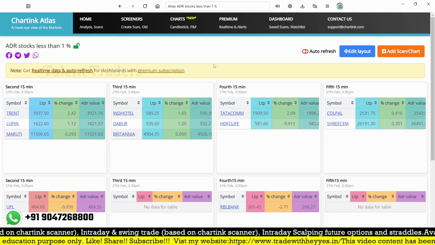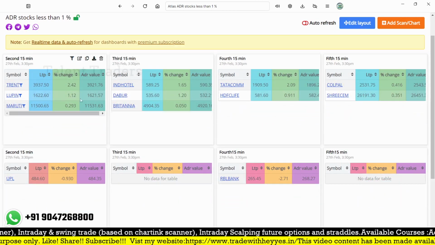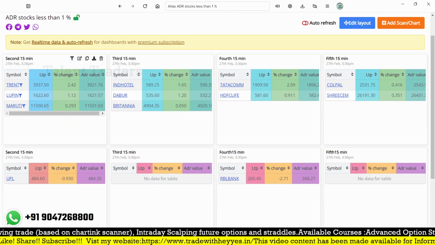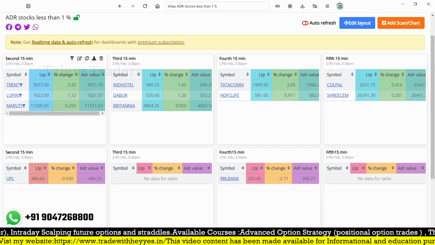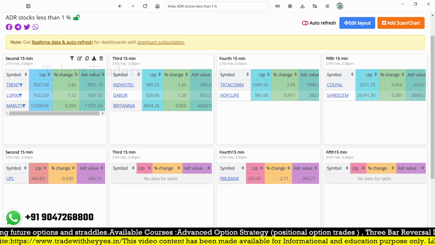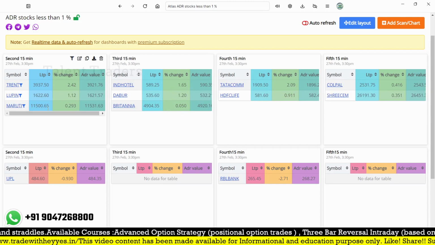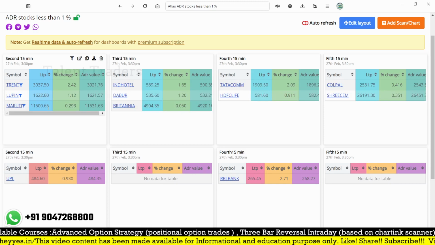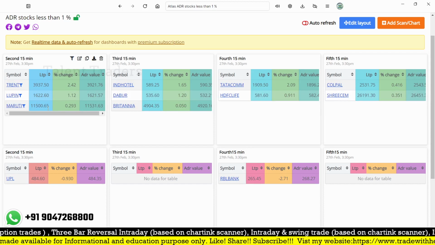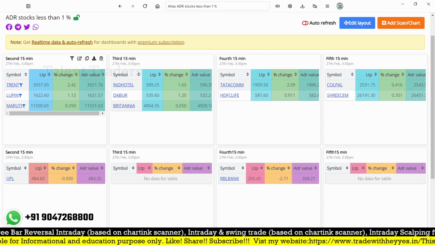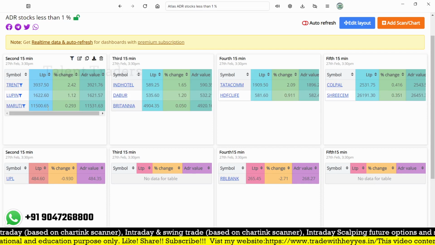Some of the stocks we found based on the scanners today are Trent, Lupin, Maruti. Only three stocks in the second 15-minute candle. And in the third 15 minutes, another three stocks, then the fourth and fifth. So simply 9:30 to 9:45, 9:45 to 10 o'clock, 10 to 10:15, and 10:15 to 10:30. This is the one-hour timing you are looking at.